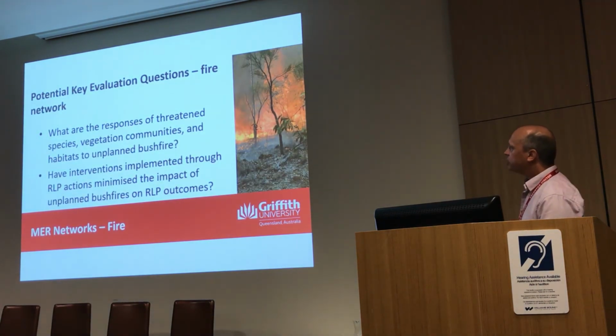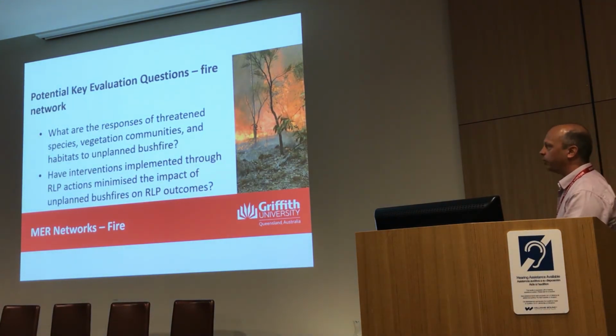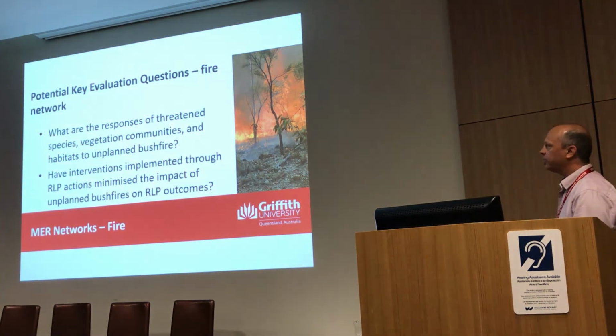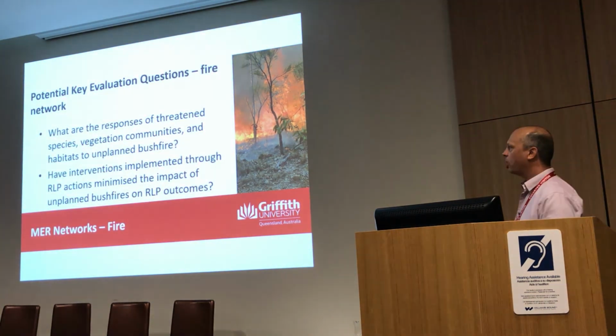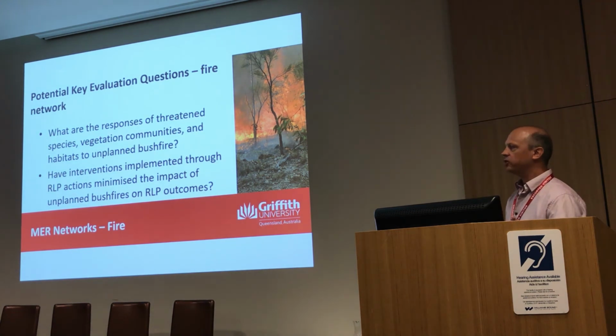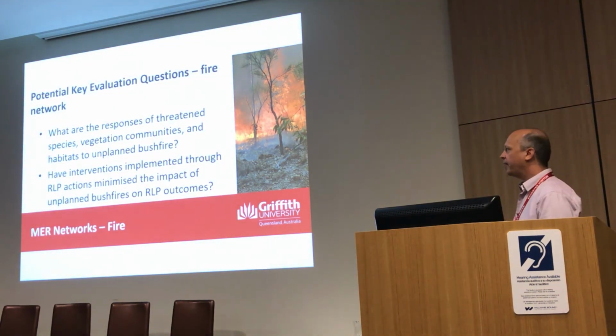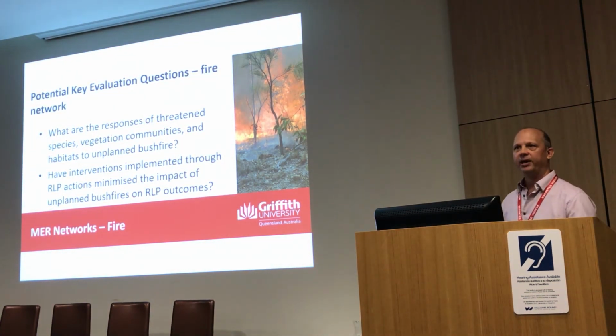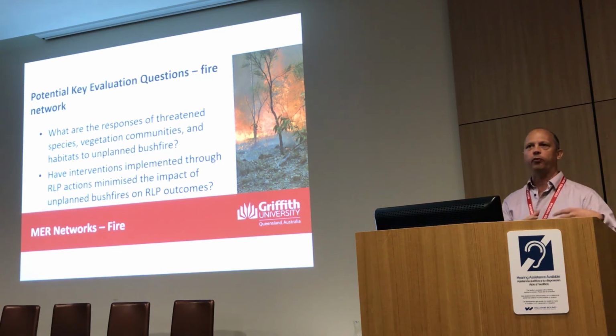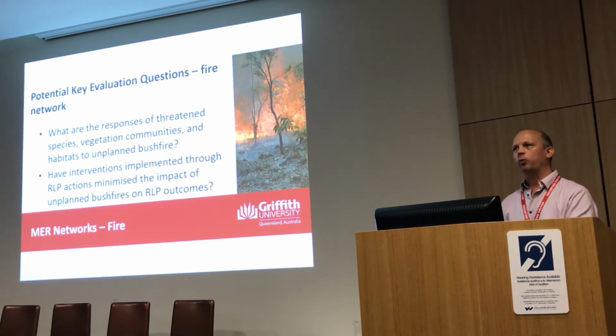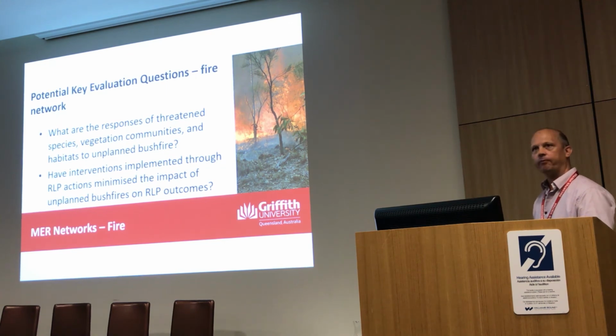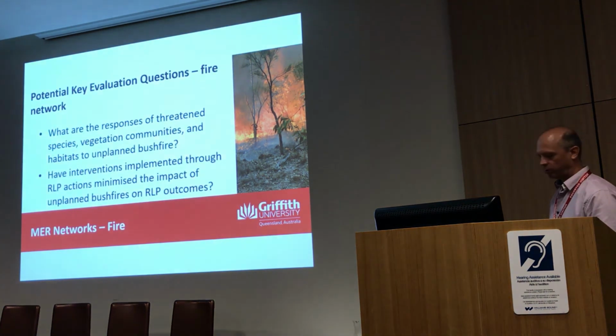The key questions that we might be looking at there: what are the responses of our threatened species and threatened communities to unplanned bushfires, for example? Or have the interventions that we implement through those RLP actions minimized the impacts of unplanned bushfires? For example, if we remove weeds, does our weed control reduce the impact of bushfires throughout the landscape for the habitats as well as the species in question?